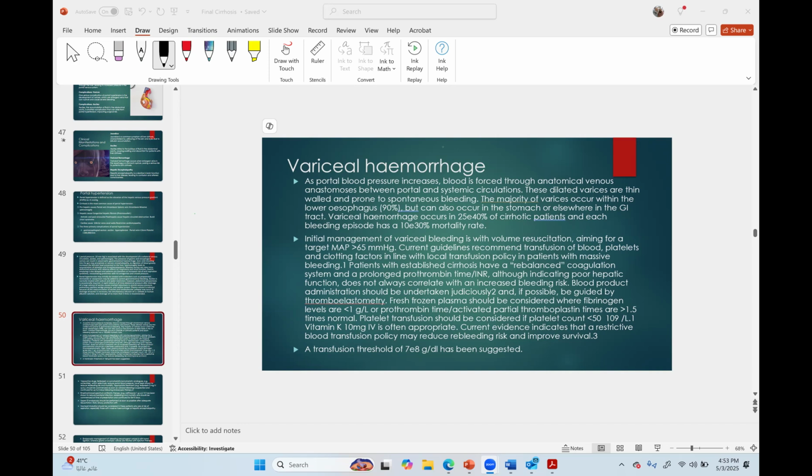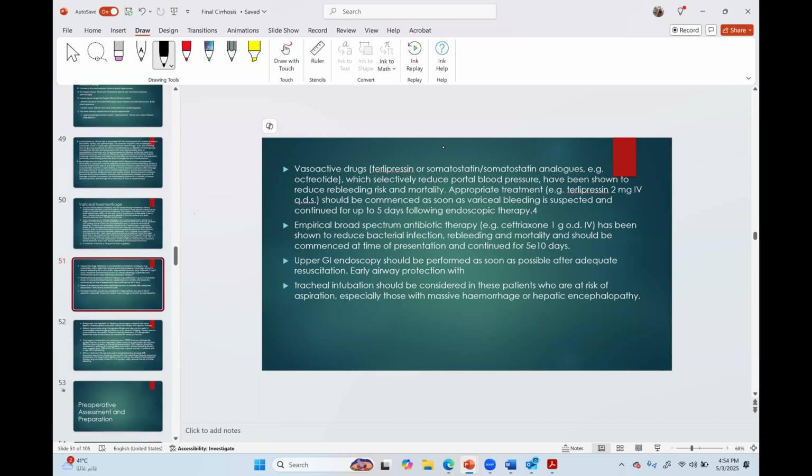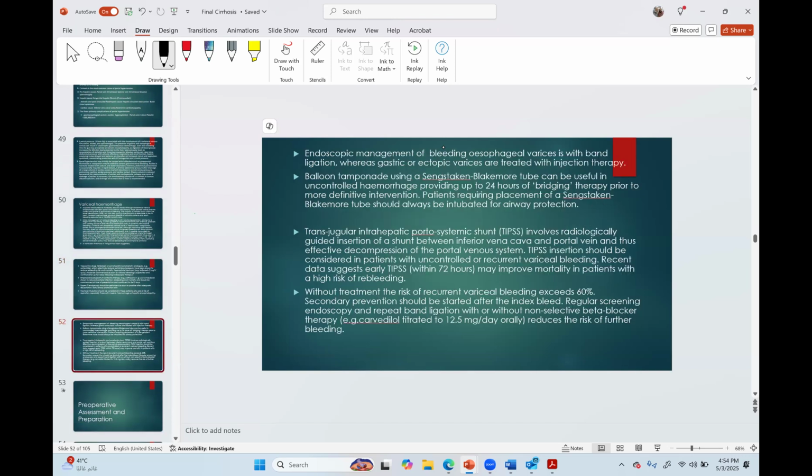Also I did not mention vitamin K. You can start vitamin K, you can start octreotide. Another important thing is prevention of bacterial peritonitis, and also encephalopathy. So you will be giving antibiotics, and you will be giving lactulose or things like that to prevent encephalopathy. So we have covered this topic as well.